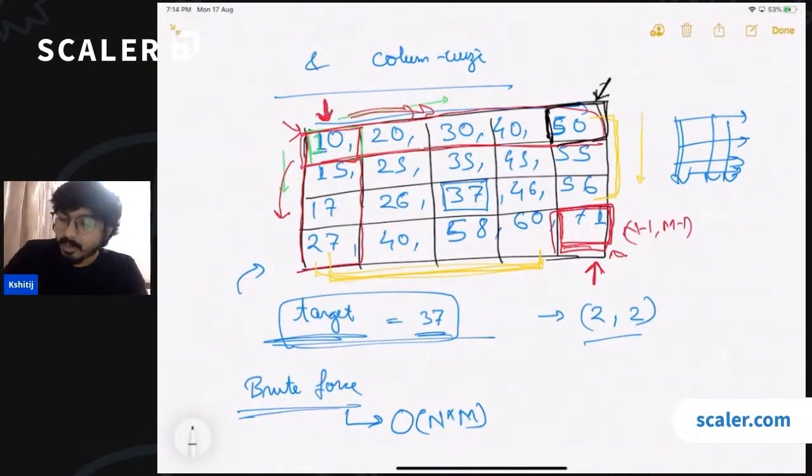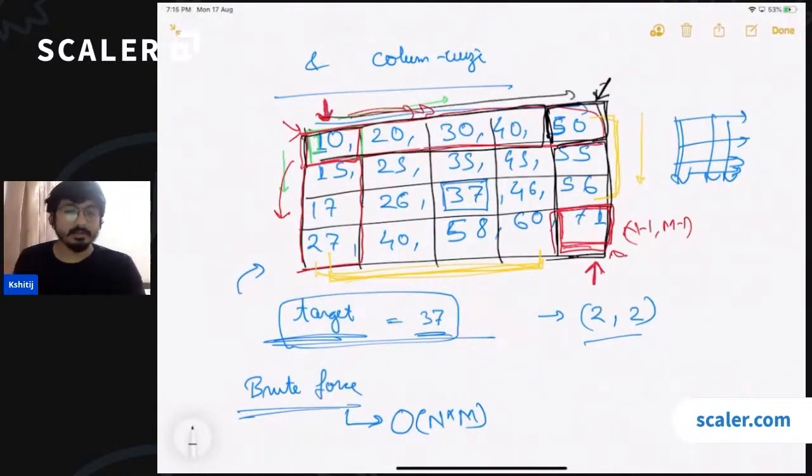what can I say about all the elements present in the first row and all the elements present in the last column? If this row is sorted in ascending order, can I say that all the elements of this row are going to be less than 50? Similarly, all the elements of this column will definitely be greater than 50. Is it going to help us make any decision?